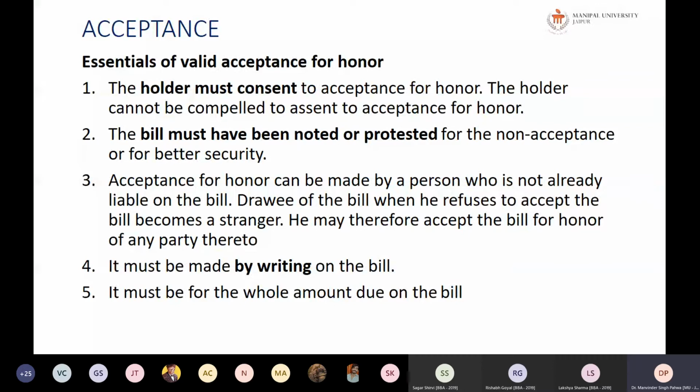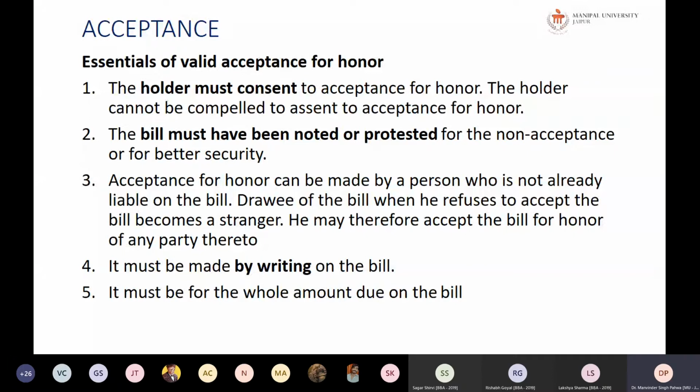Next, acceptance for honor can be made by a person who is not already liable on the bill. There can be joint drawees also. A drawee of a bill, when he refuses to accept the bill, becomes a stranger. So he may therefore accept the bill for the honor of any party thereto. If he has refused to accept and afterwards wants to accept it for honor, he can do it. But if he is already a party to it, it will not be a valid acceptance for honor.